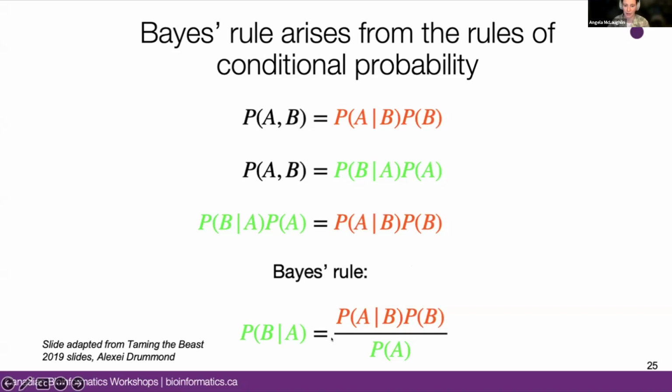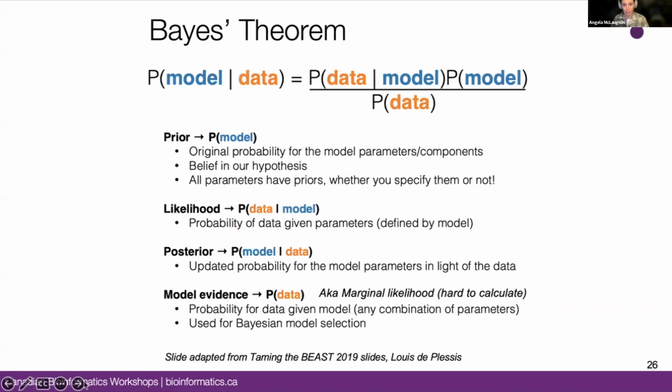And we're going to break that down into what that actually means in terms of the phylogeny. So Bayes' theorem in phylogenetics, you can replace those with the model and the data. So Bayesian statistics is very much focused on the probability of the model given the data. And this is the posterior probability of the model parameters in light of the data.